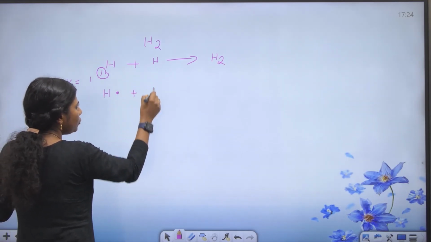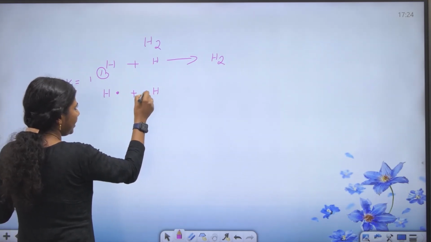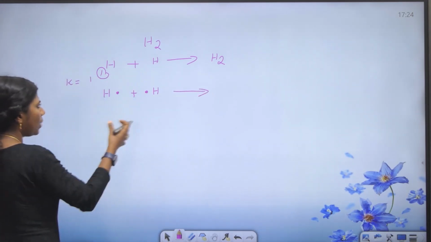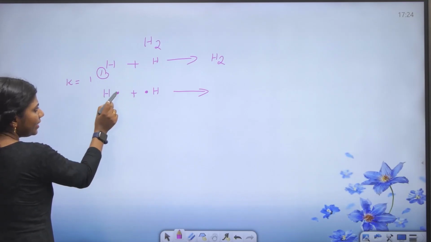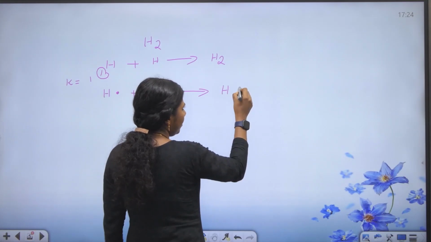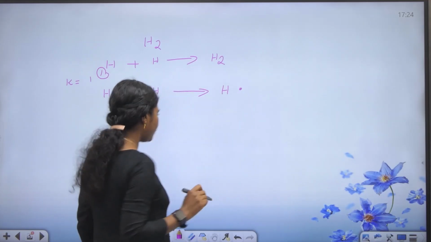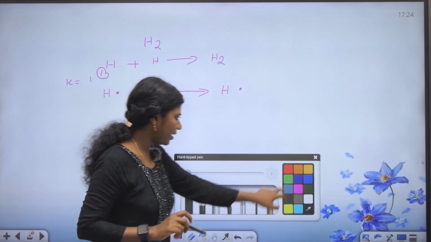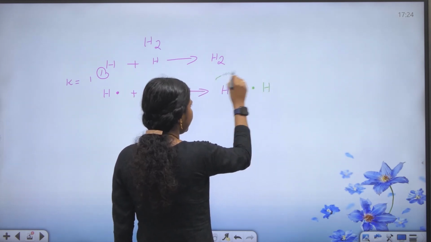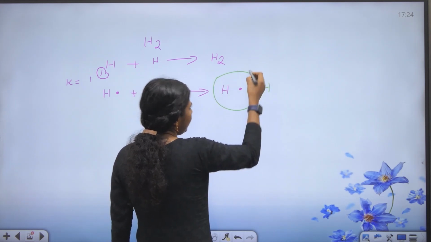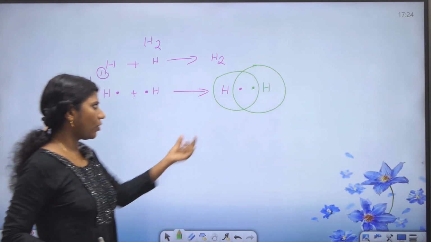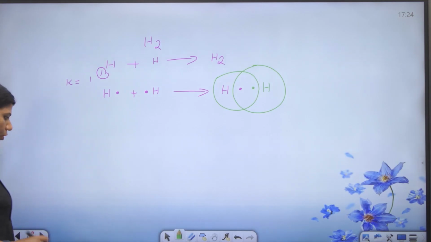And here two hydrogen atoms combine. These two hydrogen atoms share this pair of electrons to form a hydrogen molecule. This electron is from the first hydrogen atom and this electron is from the second hydrogen atom. And these two hydrogen atoms share a pair of electrons to form the H2 molecule.